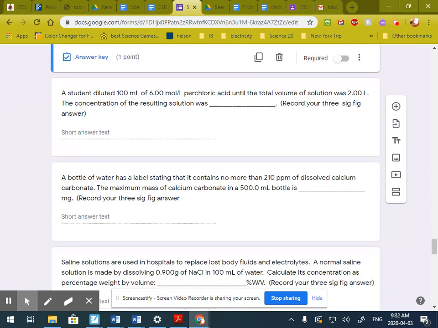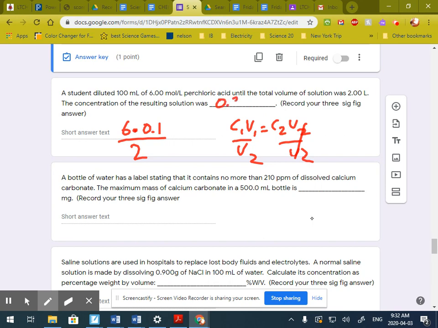Okay, it's a dilution question, C1V1 equals C2V2. We've got to find the concentration of the final solution. So dividing both sides by V2, throwing our numbers in there, our C1 is 6. Our initial volume is 100 milliliters, but let's turn that to liters, 0.1, over our volume of the second system, which is 2. So 6 times 0.1 divided by 2 gets me 0.300, 3 sig figs. I hand marked all of these, so people who had weird sig figs, you got the right answer.